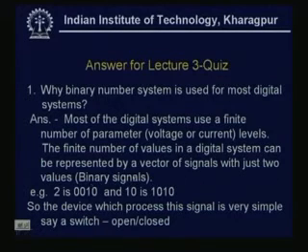That is the binary signals, which can be represented by a string of 0 and 1, like 0 0 1 0, or 1 0 1 0, and the device which processes this signal is very simple to implement, say a switch, either 0 or 1, meaning switch on or switch off, or open or closed. So, that is why binary number system is mainly used for most of the digital systems.